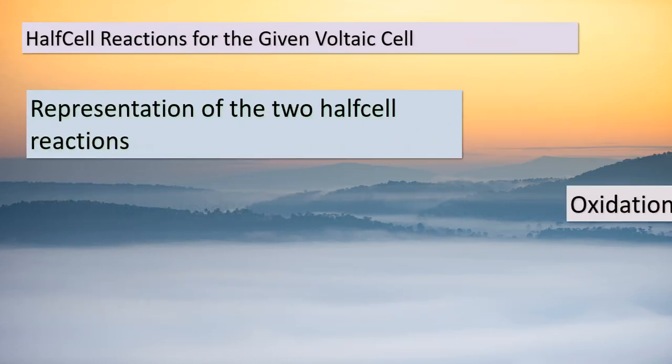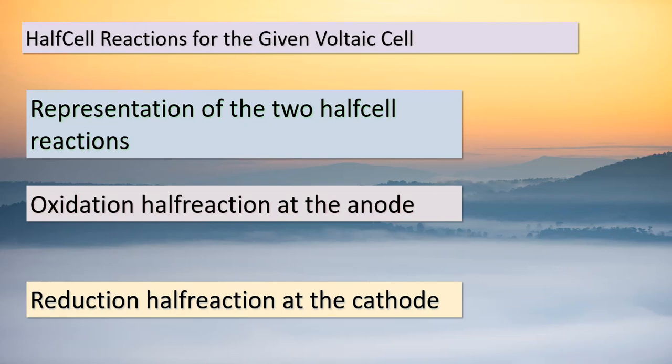Welcome back, students. Now, let's dive deeper into the half-cell reactions that make our voltaic cell work. In any redox reaction, we have two half reactions, oxidation and reduction. At the anode, which is the negative electrode, oxidation occurs. In our case, the oxidation half reaction involves palladium chloride ions losing electrons to become palladium metal.